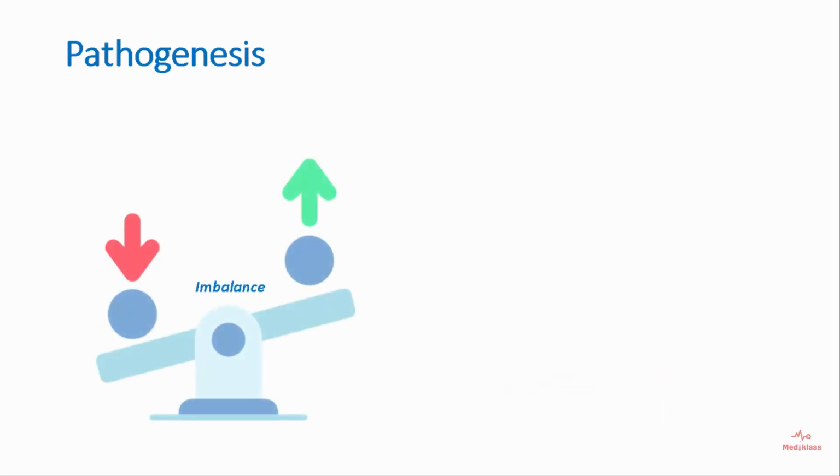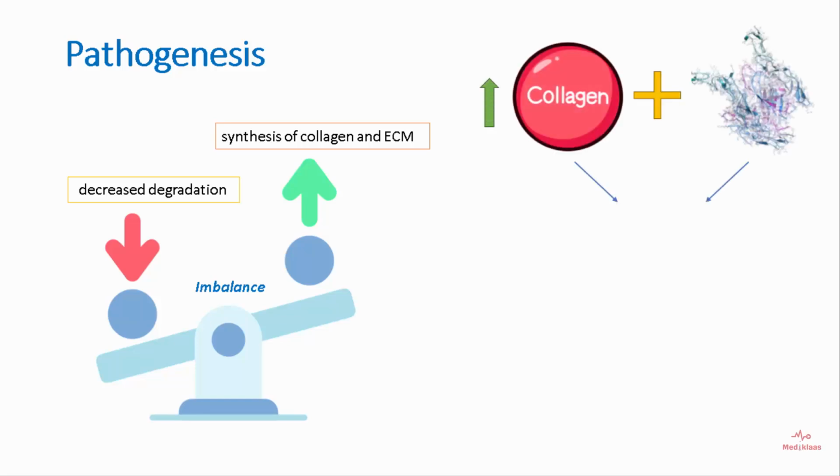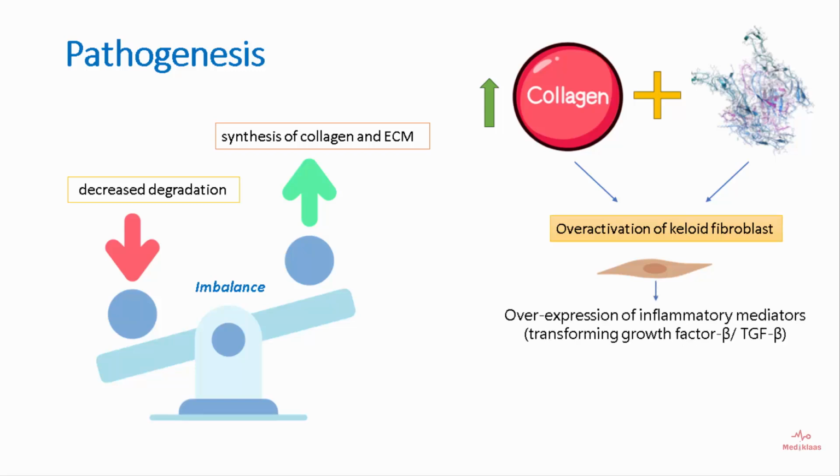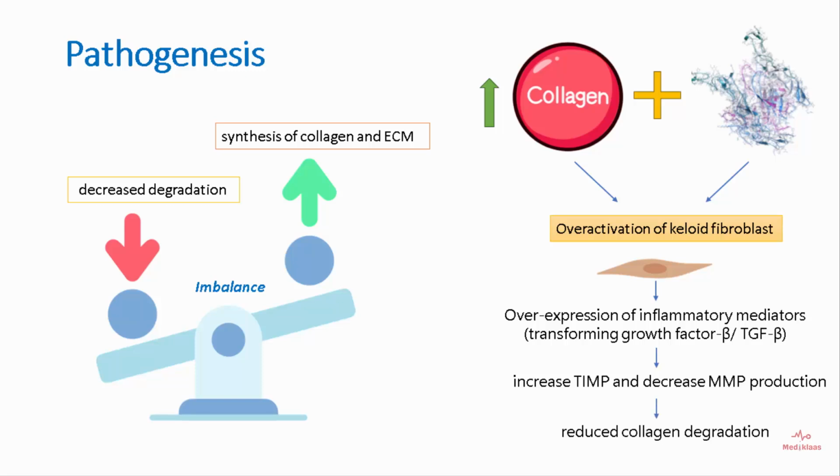The pathogenesis of keloid is that when there is an imbalance between the collagen formation and degradation, it results in keloid formation. So there is decreased degradation of collagen and increased synthesis of collagen and extracellular matrix. Increased collagen and extracellular matrix secretion occurs due to overactivation of the keloid fibroblast, which is in response to overexpression of inflammatory mediators like the transforming growth factor beta. This results in increased TIMPs and decreased matrix metalloprotein production, which ultimately causes reduced collagen degradation. This, along with increased collagen production, leads to keloid formation.